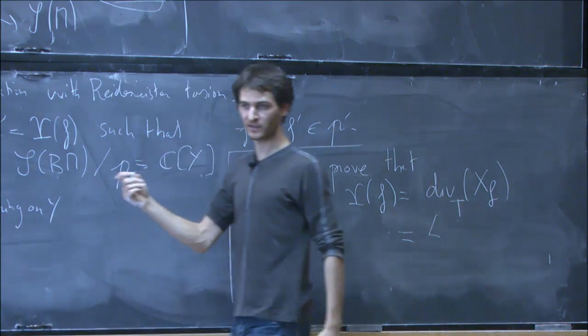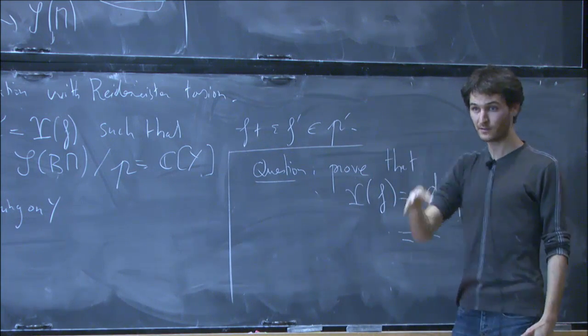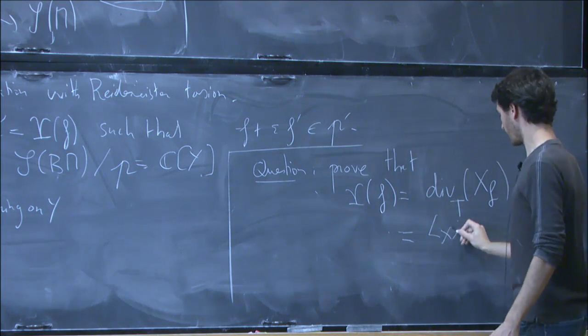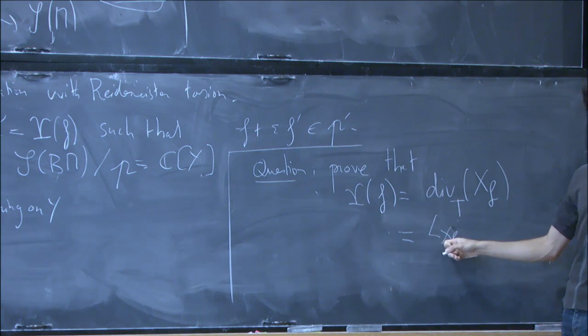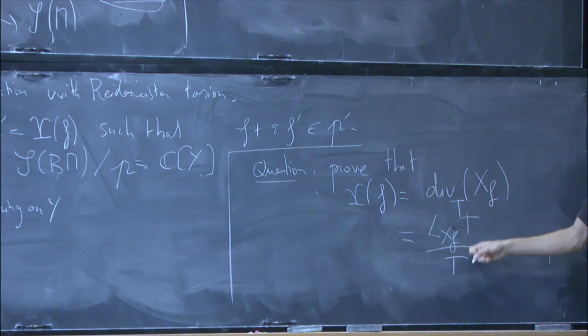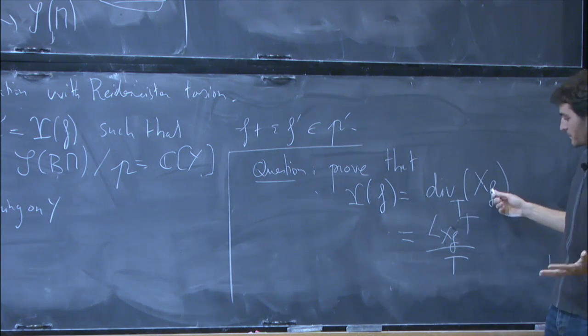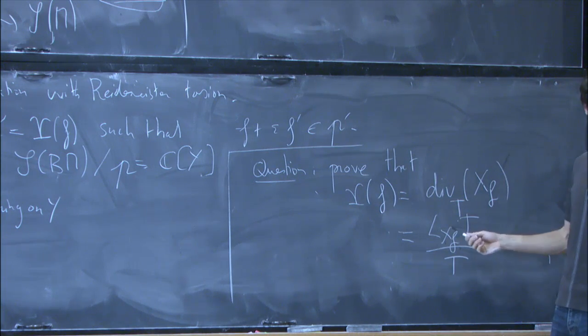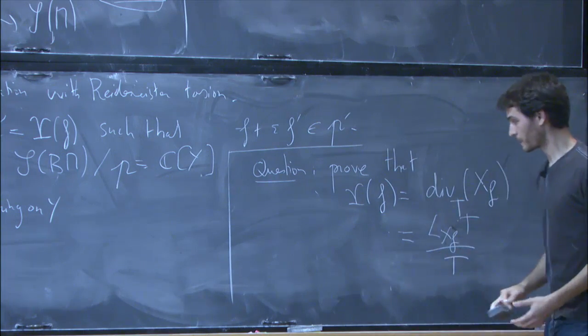So a function f in P gives a vector field on this subvariety. And I would like to show that if you differentiate the torsion with respect to this vector field, you get exactly this guy. So this is a definition. And the divergence is just the derivative of the volume form with respect to a vector field. And there is one natural volume form in that story, which is T, the Reidemeister torsion.